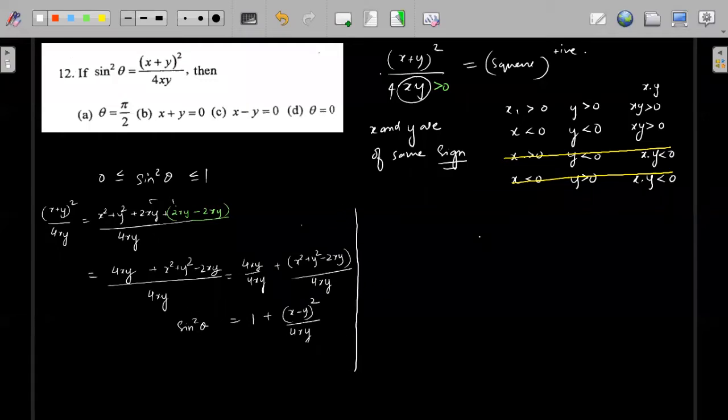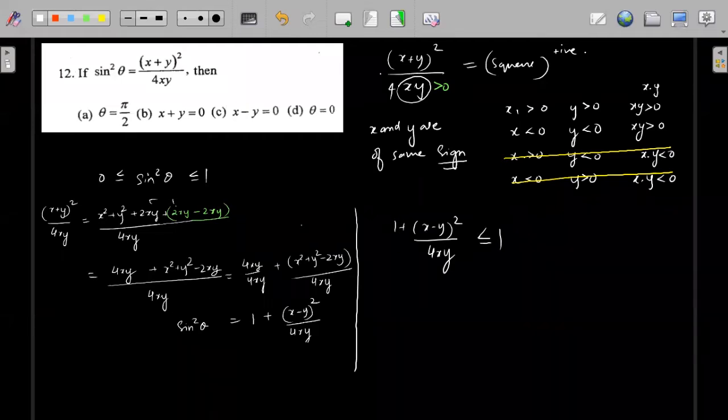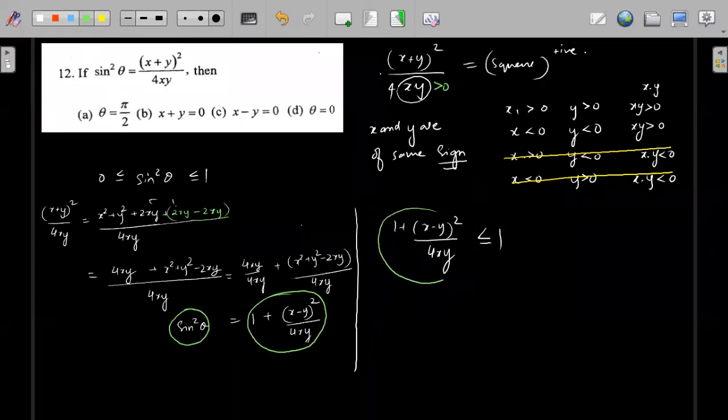Now see, sine square is less than or equal to 1. So that means 1 plus (x minus y) whole square by 4xy should also be less than or equal to 1. I'm just replacing the value of sine square with this. So this is instead of sine square, and this is greater than or equal to 0. We know this will be greater than or equal to 0 because this is 1 plus something square, right? So this is greater than or equal to 0, right?